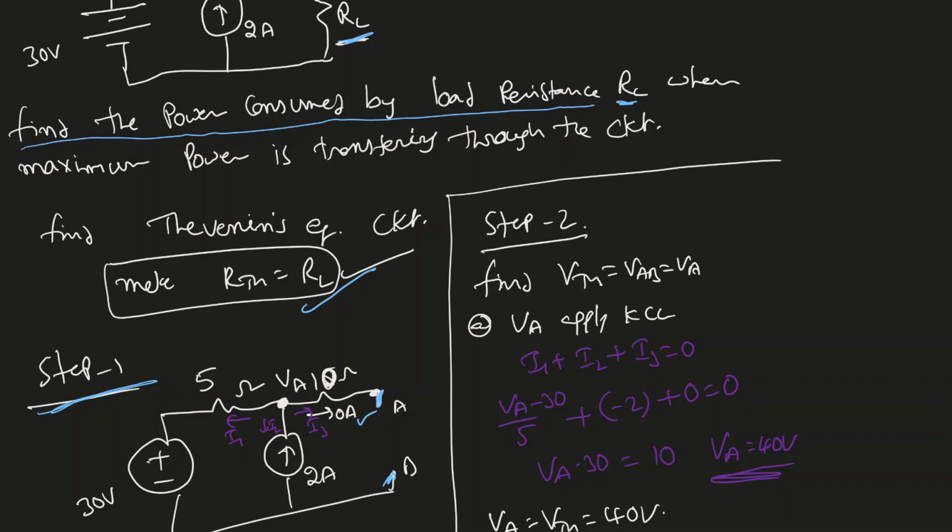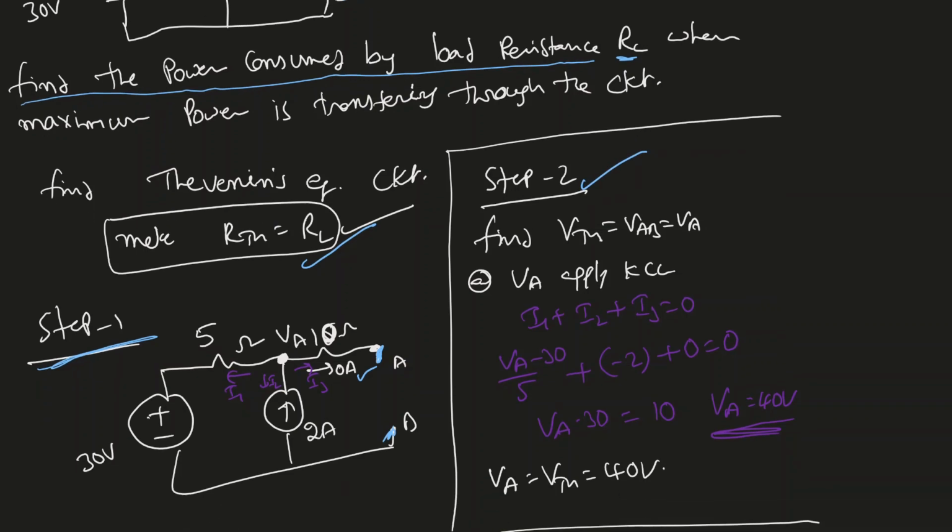Step 2, find the V Thevenin. V Thevenin equals VAB, which is VA minus VB, which is VA, because whenever I use nodal analysis, I make one node a ground node. I'm going to make this B the ground. Now I'm applying KCL at VA: I1 plus I2 plus I3 equals 0. We know I3 equals 0 because it's an open circuit.